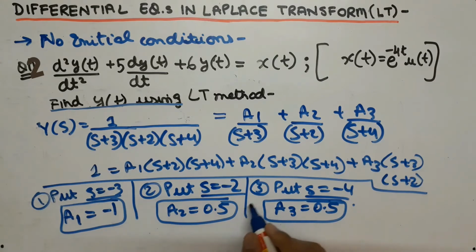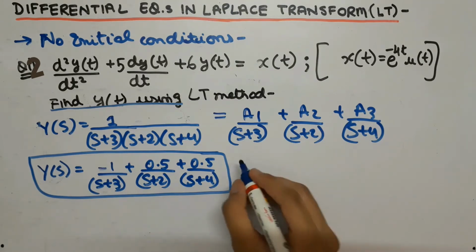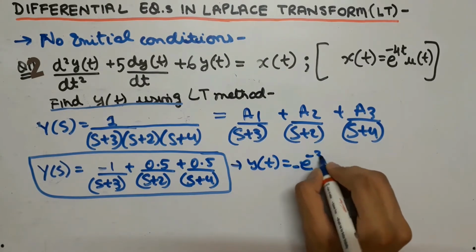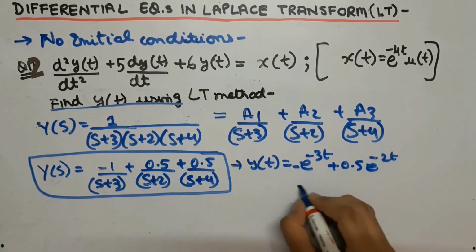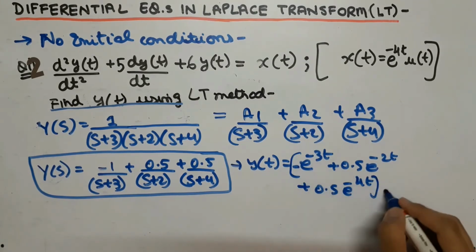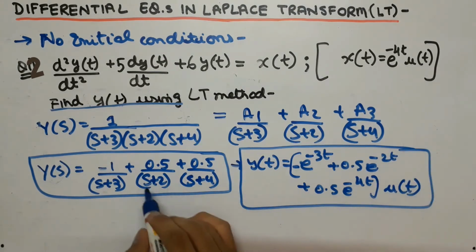Now we are going to put these values in this equation and get the value of y(t), that is, by using necessary ILT formulas. Now guys, we have substituted the values of a1, a2 and a3, and we got this equation. Now we are going to use inverse Laplace transform formulas and find the value of y(t). That is, we will get the value of y(t) as -e^(-3t) plus 0.5 e^(-2t) plus 0.5 e^(-4t) into u(t). So guys, this is our final answer that we found out using ILT on this equation.